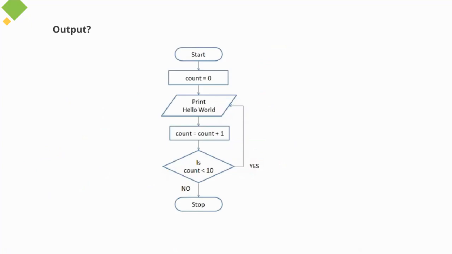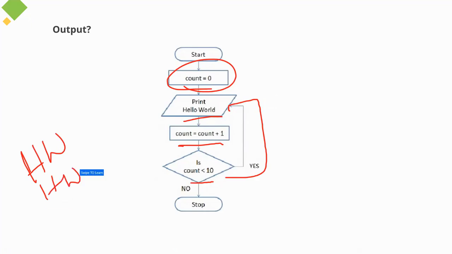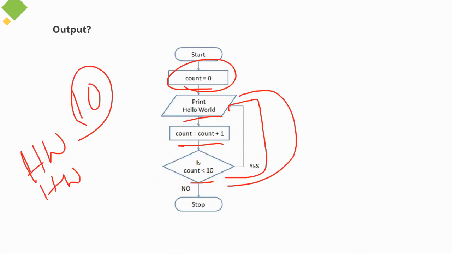What's the output here? As you see here, it also has start and stop. These are very preliminary. And then here it is count equals 0. So print hello world. First it is going to print hello world on the output, and then count is incremented. Count equals count plus 1. So now count will be 1. 1 less than 10, true. So it goes again, prints hello world. Now count is incremented to 2. 2 less than 10, yes. So it goes on 10 times and hello world is printed 10 times. This is the output for this flowchart.